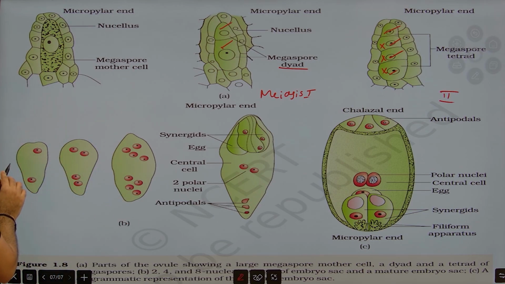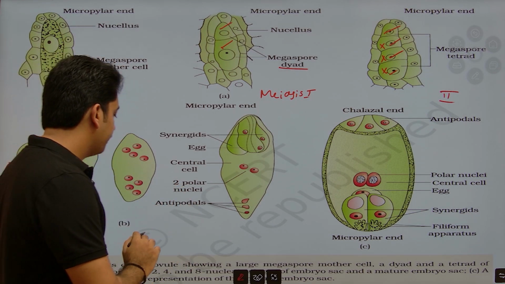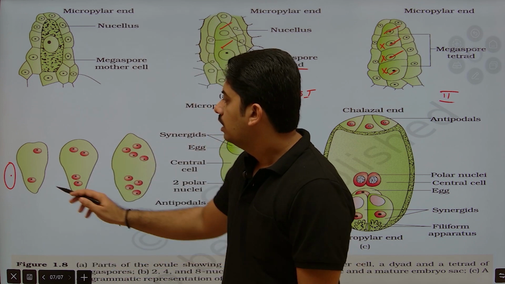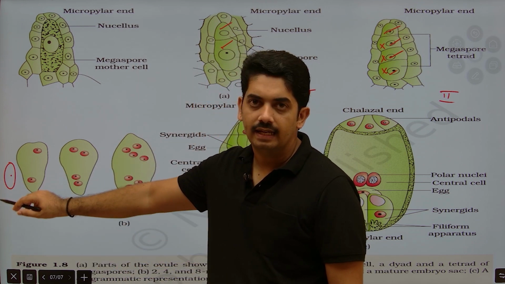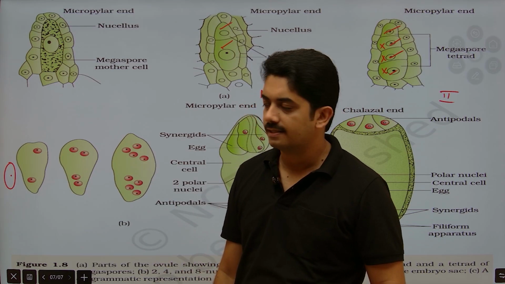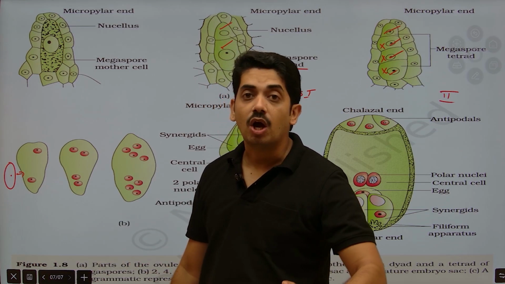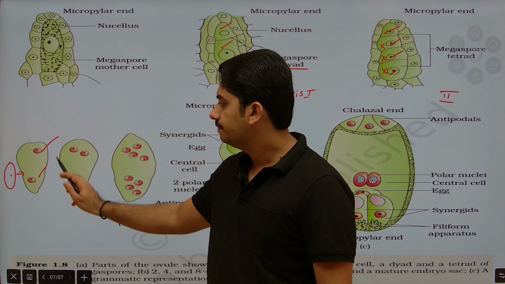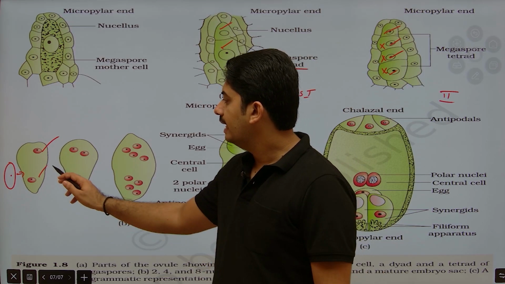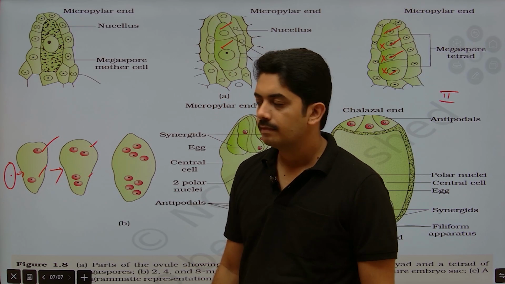Here we should start with the single cell. This is the cell which is present nearer to the micropylar region. Now the one nucleus which is present inside this embryo sac is actually a haploid nucleus. This haploid nucleus undergoes the first mitotic division, remember, mitotic division, and forms two nuclei. Now again it undergoes mitosis and produces four nuclei.